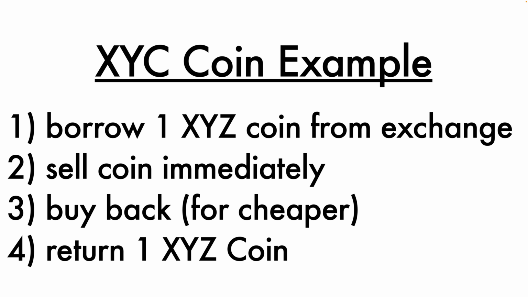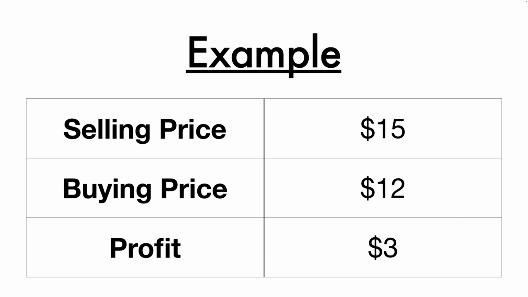The second step would be to sell that one coin immediately at market value. The third step would be to buy back that one coin, and the last step would be to return that one borrowed XYZ coin to the exchange. So here's an example using numbers.